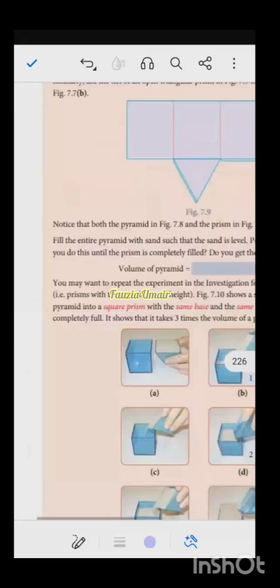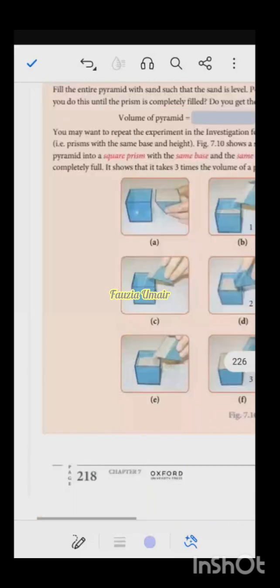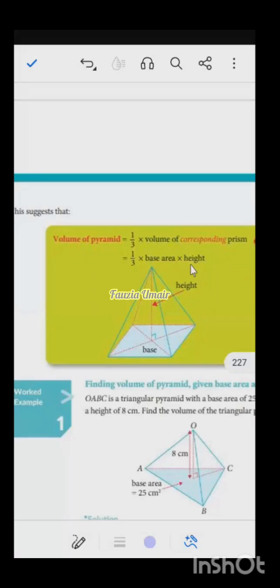So I have just a formula of volume. Volume is basically 1/3 into base area into height, the perpendicular height. Now this is very interesting. It is believed that a prism is having 3 pyramids.